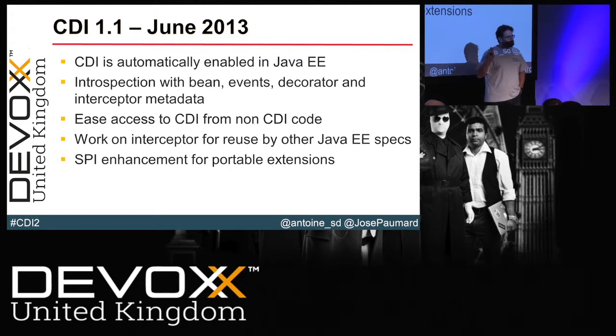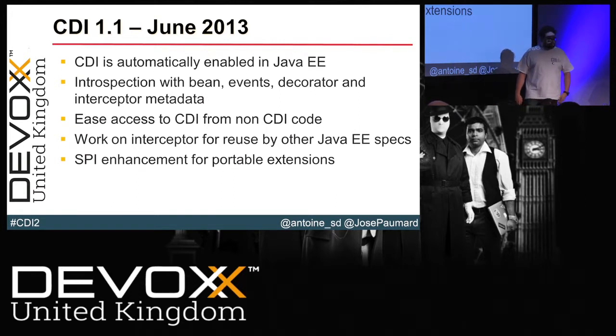Also, a feature that was very often requested was an easier way, because it was possible before, to use CDI from non-CDI code. So we provide a static way to get CDI beans, the CDI object. We also did a lot of work on the interceptor part, moving stuff out of CDI and giving those parts to a new spec so it can be used by other specs in the Java EE platform. And we also had some SPI announcements for portable extensions.